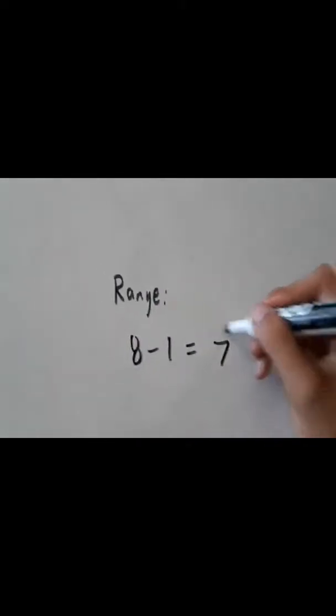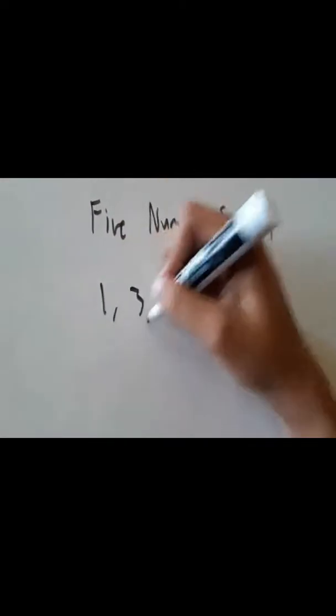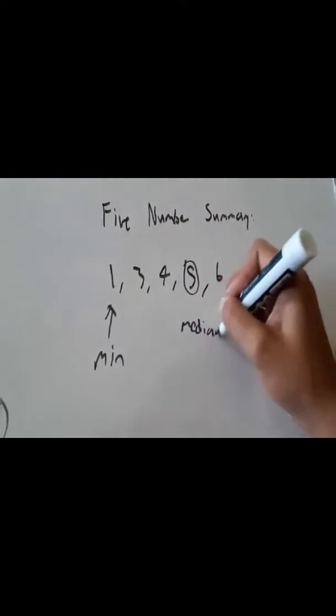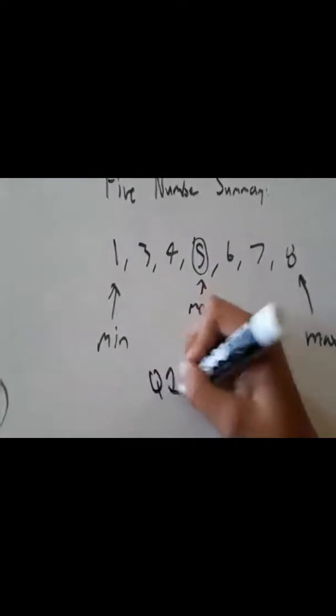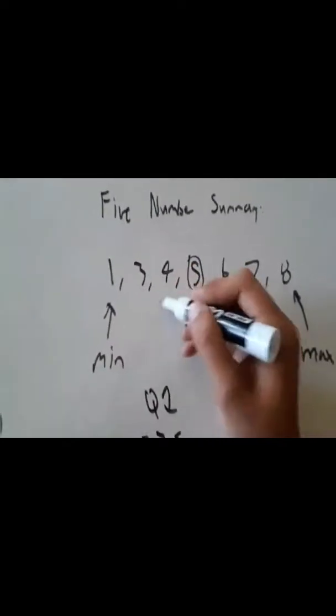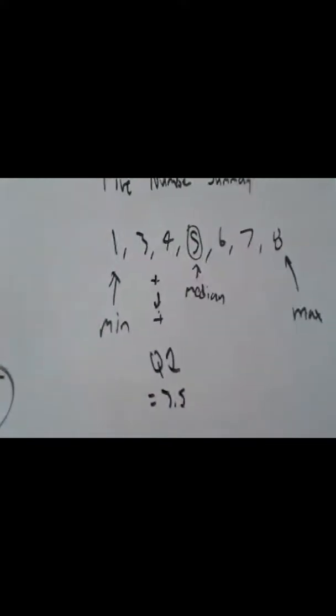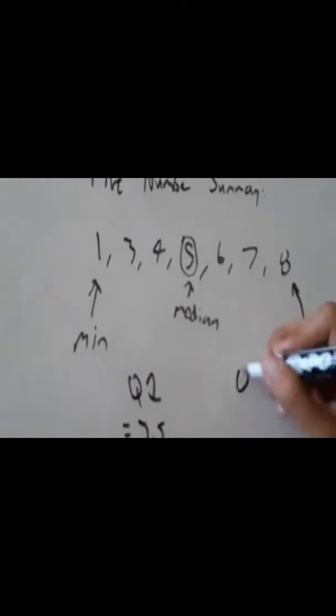The range would be our highest, 8, and our lowest, 1, would be 7, and 5 numbers. The summary was that we had 1, 3, 4, 5, 6, 7, 8. 1 would be our min, 8 would be our max, and Q1 would be 3.5, just by adding the 2 and then dividing by 2. And then we do the same thing for Q3, and it'll be 6.5. The other Brian will explain the standard deviation.